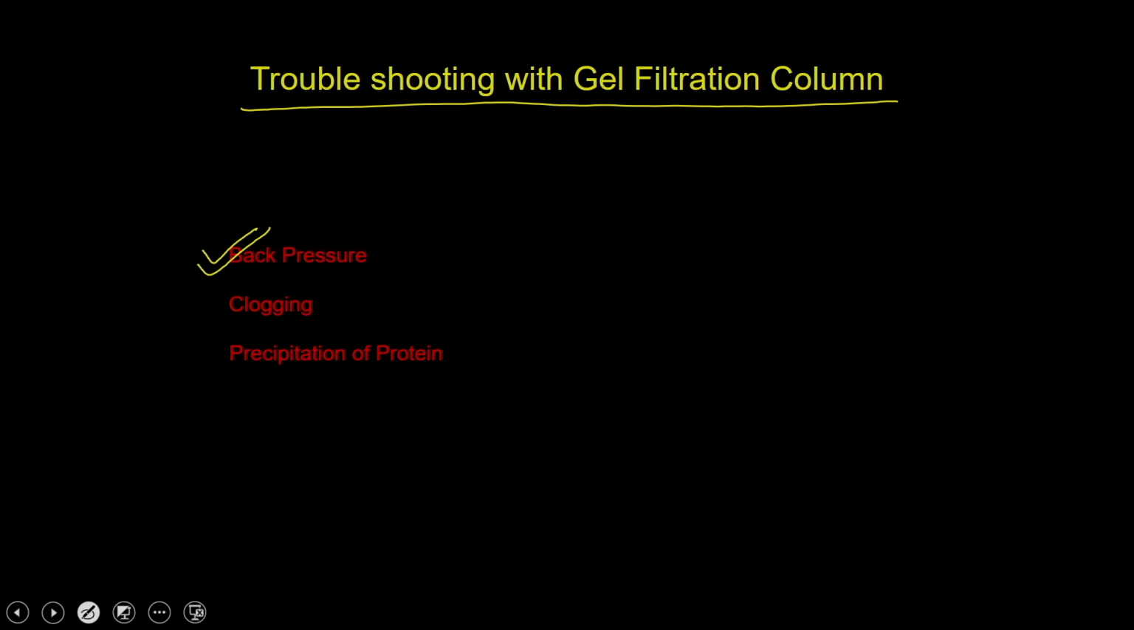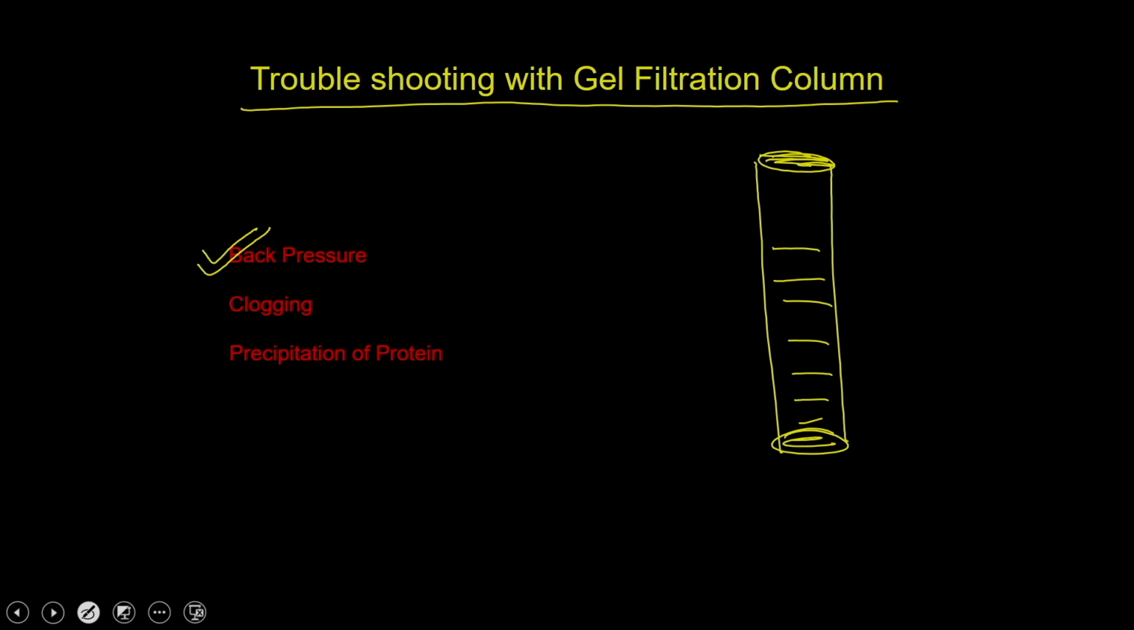When you run the columns, irrespective of whether you want it or you do not want it, all the columns have a filter on top, and then you have the filter at the bottom, and in between you have your material being packed. This filter is always getting some kind of proteins or other factors stuck to it, and because of that you are going to have the back pressure.